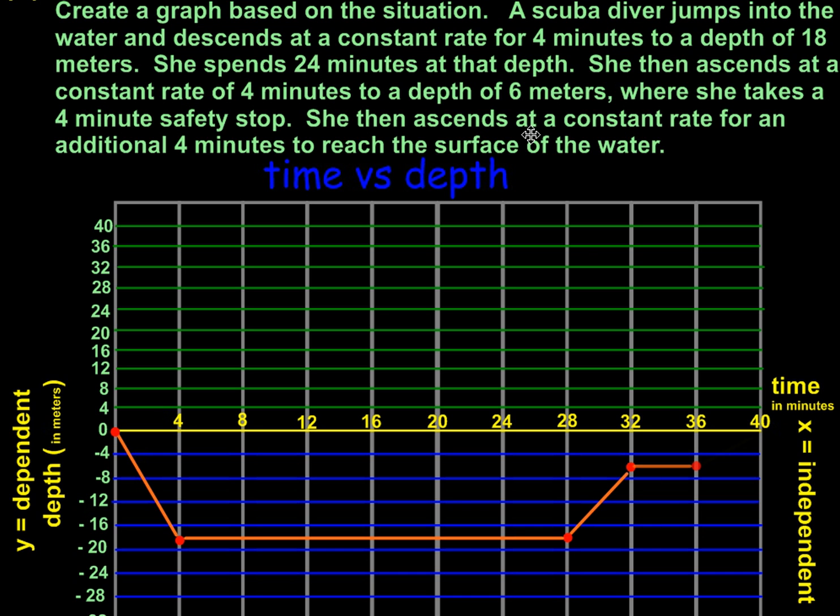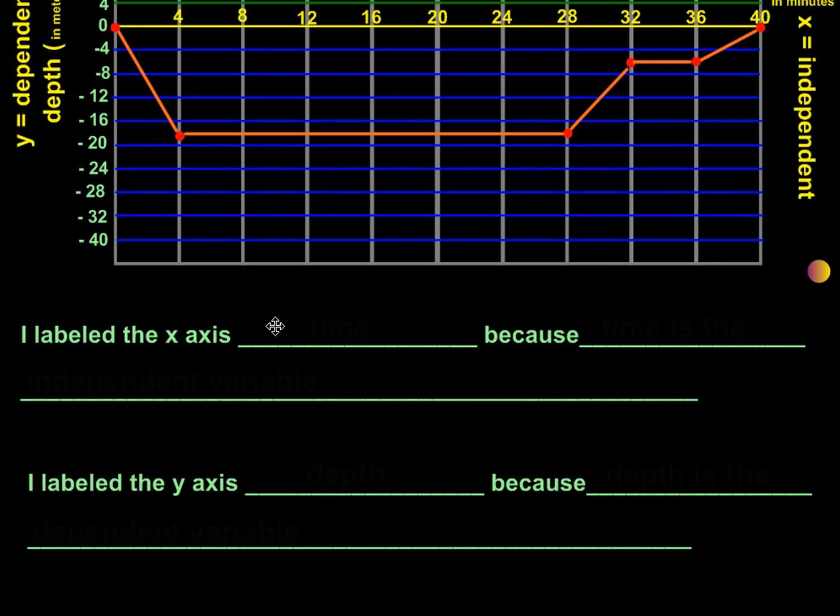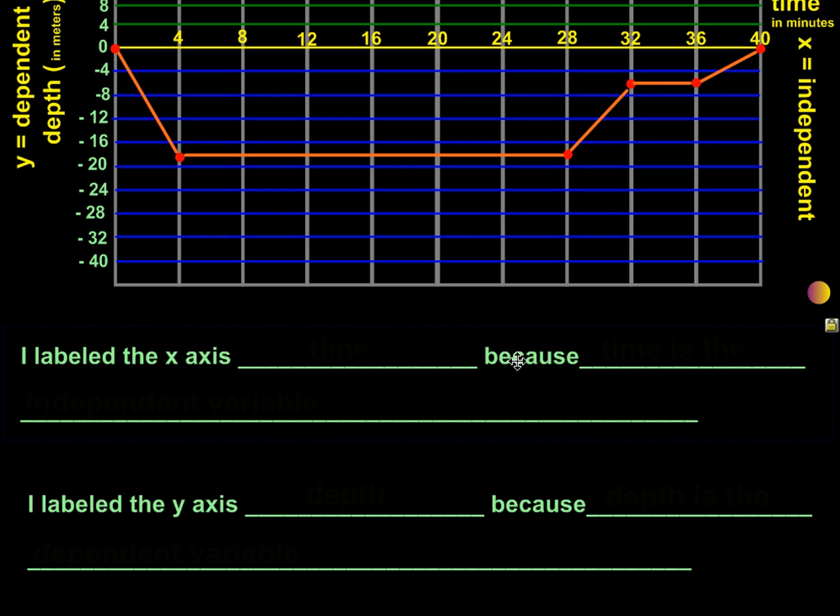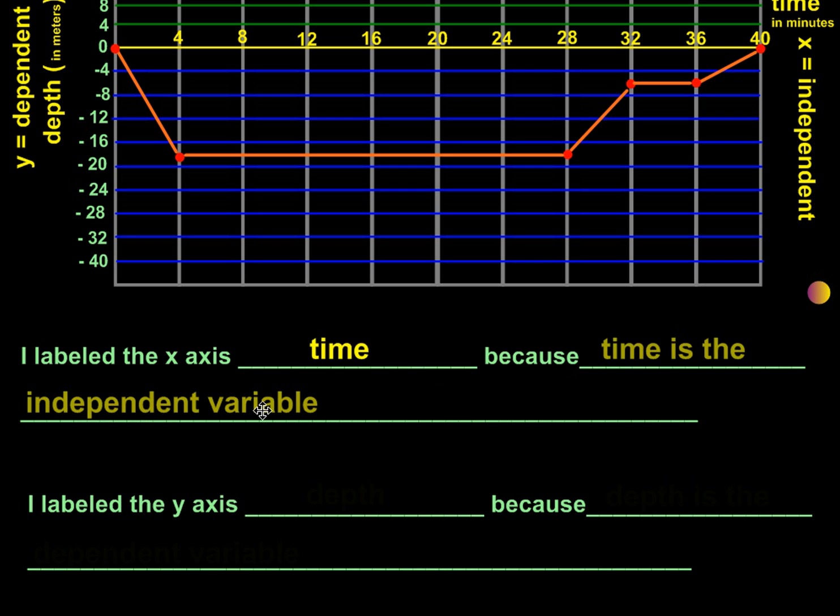And lastly, over the course of 4 minutes, she reaches the surface of the water, which is going to bring us right up to there. So with that in mind, we need to talk about why we labeled the x-axis the way we did and why we labeled the y-axis the way we did. So we labeled the x-axis as time, and we did that because time is the independent variable. We labeled the y-axis as depth because depth is the dependent variable.